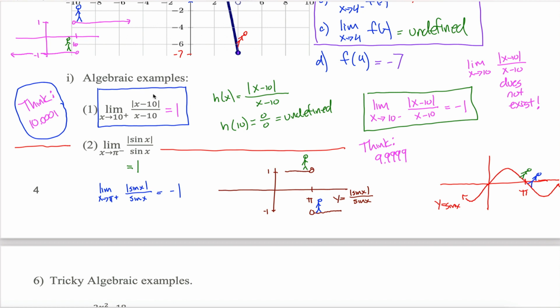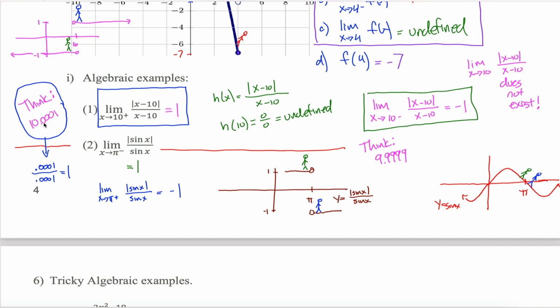10.001 minus 10 is 0.001. The absolute value of 0.001 is 0.001. So if I plug in 10.001, the top of this fraction becomes 0.001. And then if I plug in 10.001 to the bottom of this fraction, where I subtract 10, the bottom of the fraction becomes 0.001. And if I pull out a calculator and take this number divided by this number, what you'll see come out is exactly 1, which is the limit that we got right here.